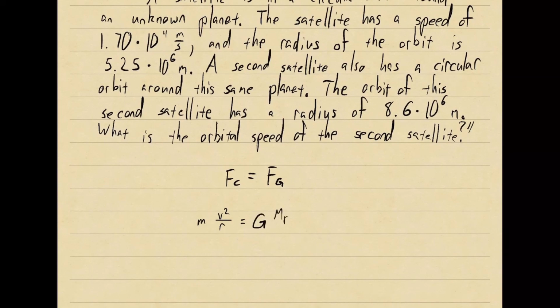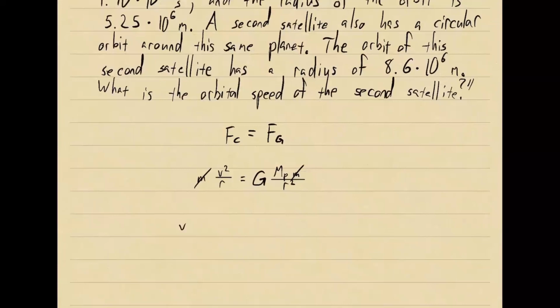Then on the right, it's going to be the gravitational force between our object and our unknown planet. So I'm going to call MP the mass of this unknown planet. Little m is going to be the mass of our satellite, whichever one we're looking at, divided by r squared. So what we can do is solve this for v. Notice that the masses are the same, so those get canceled out. And if I multiply both sides by r, we get that v squared is equal to G times the mass of the planet divided by r.